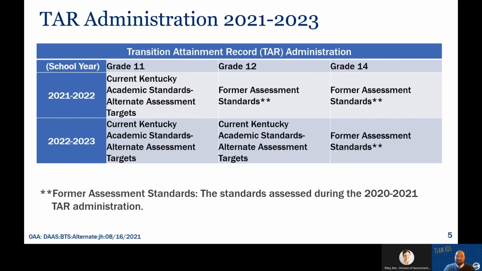On slide 5, this demonstrates the TAR assessments that will be administered this year. This year, the TAR will change only for grade 11 students with the new Kentucky academic standards, or what we commonly refer to at KDE as the current Kentucky academic standards that are going live this year. The TAR will look the same as the last 3 years at grades 12 and 14. This slide represents the changes over the next 2 school years. The former assessment standards mean the TAR is based on the TAR we assessed the past 3 years plus.